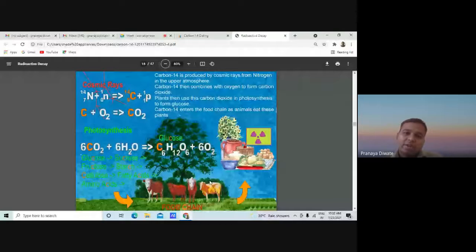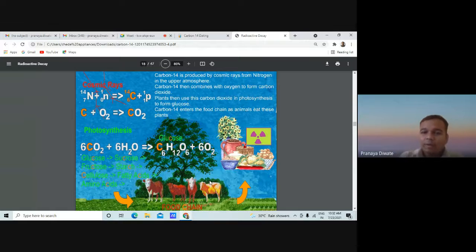Carbon 14 then combines with the oxygen to form carbon dioxide. Plants then use this carbon dioxide in photosynthesis to form glucose. Carbon 14 enters the food chain as animals eat the plants. So this is how plants and animals can take in this carbon 14, and they form the glucose by photosynthesis.